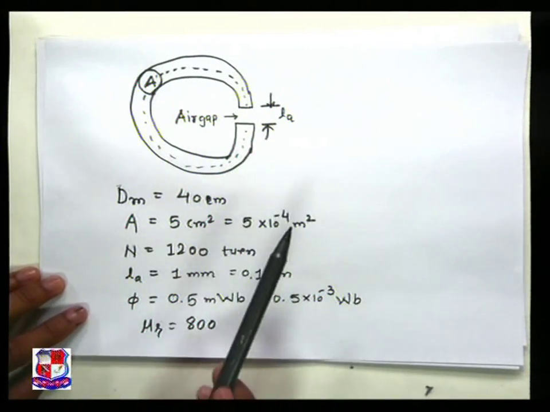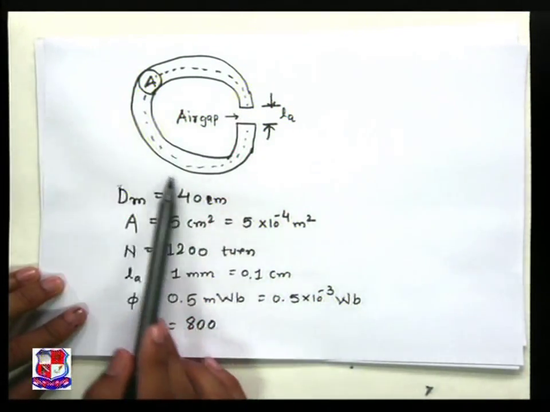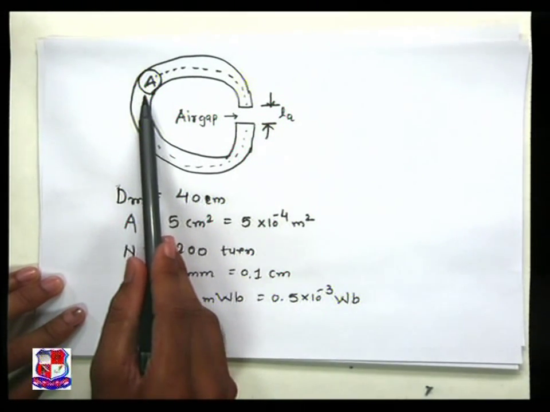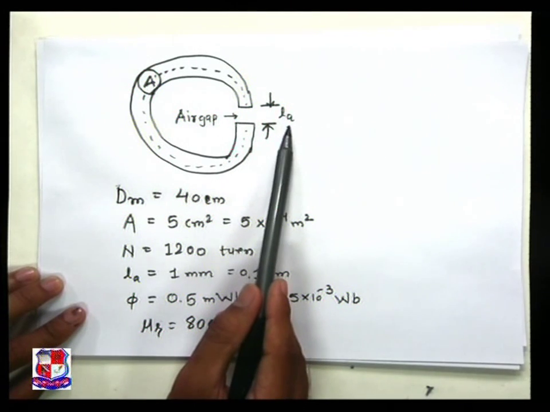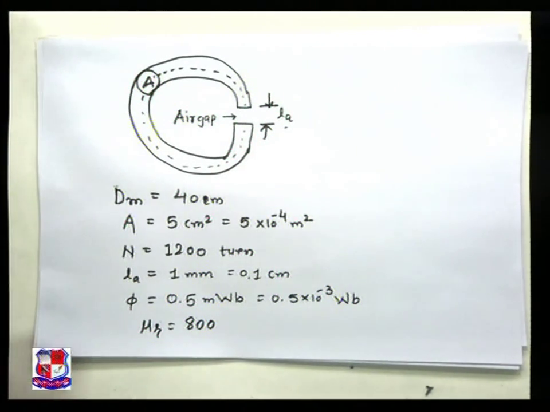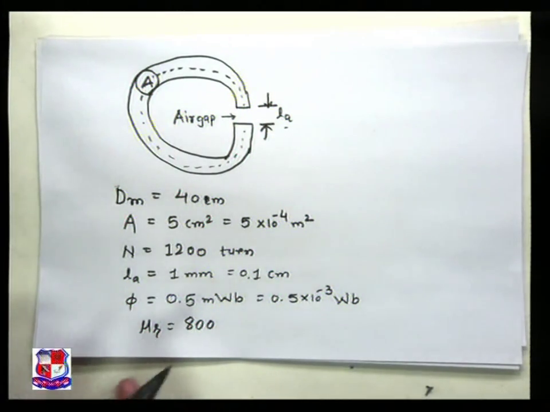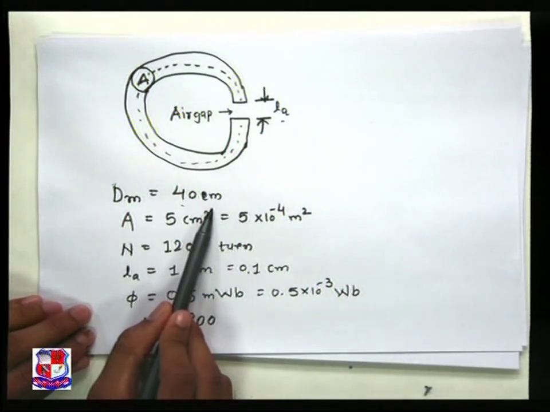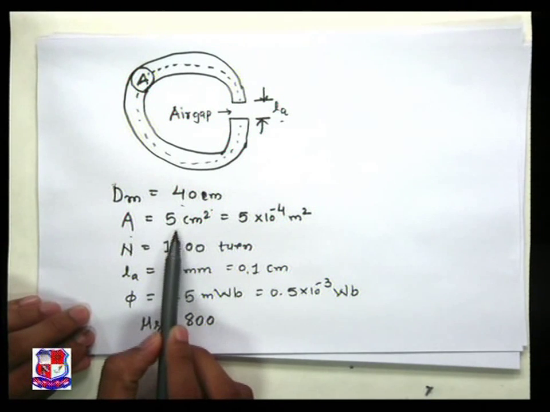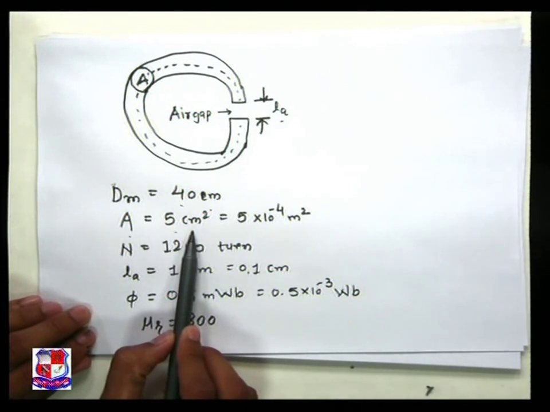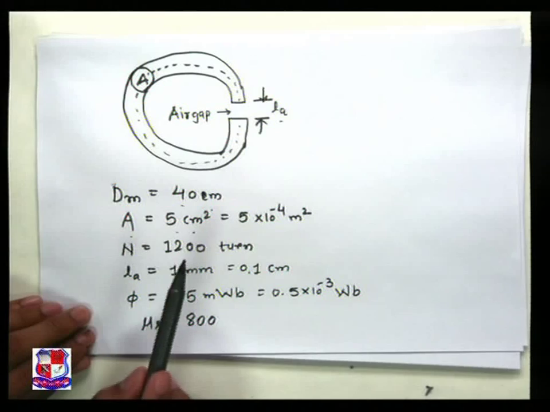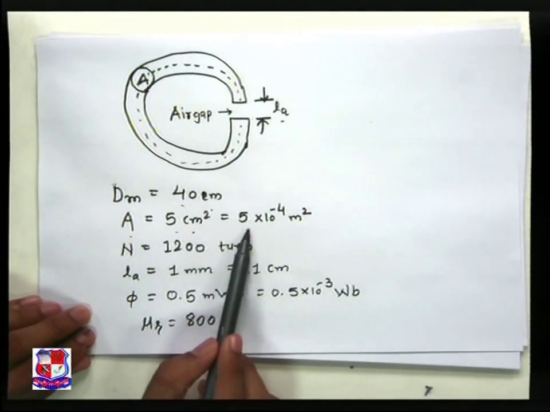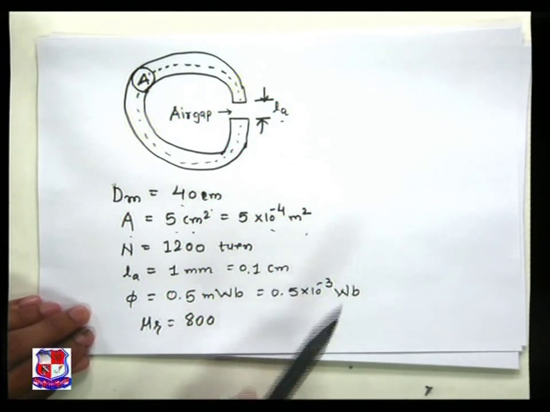Data is mentioned here. See, this is one iron ring. Iron ring having some cross sectional area A. Air gap is represented by L, a length of air gap. Now diameter is 40 cm, cross sectional area is 5 cm square. Each and every data needs to be converted into meters. So we write down here 5 into 10 raised to minus 4 meter square.